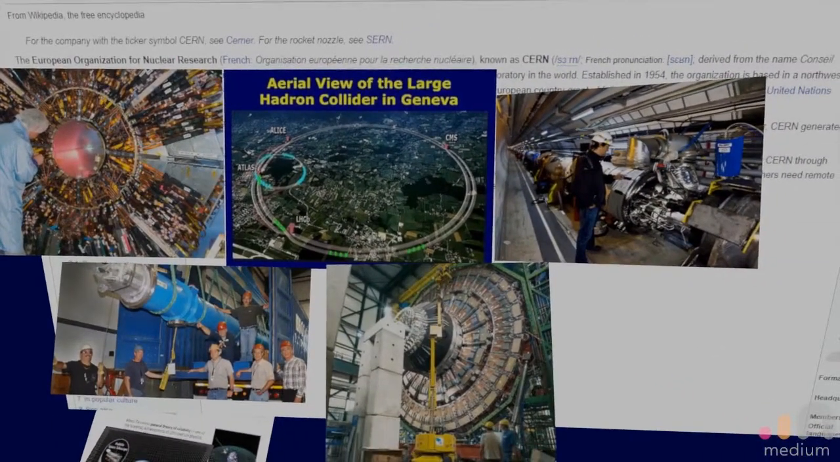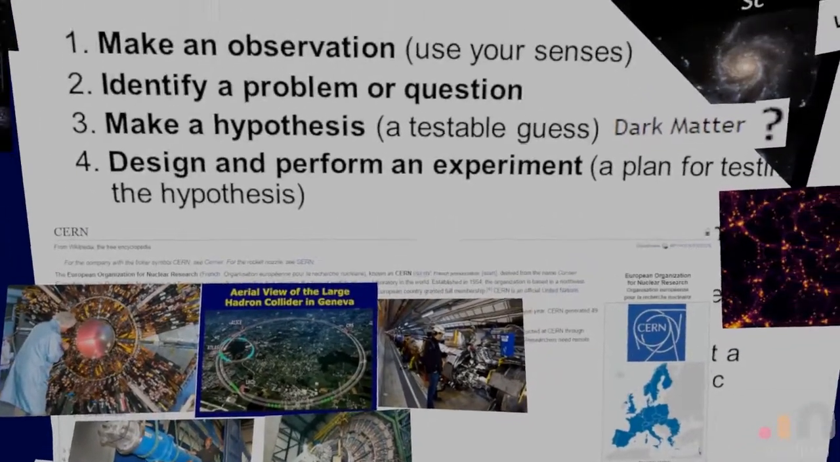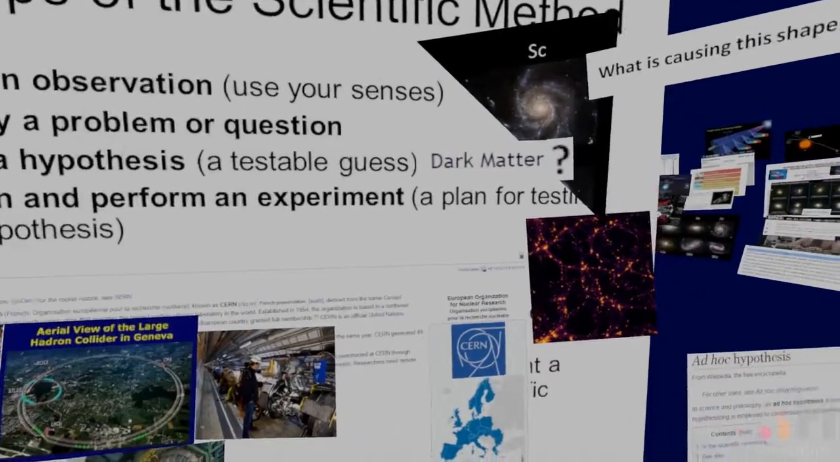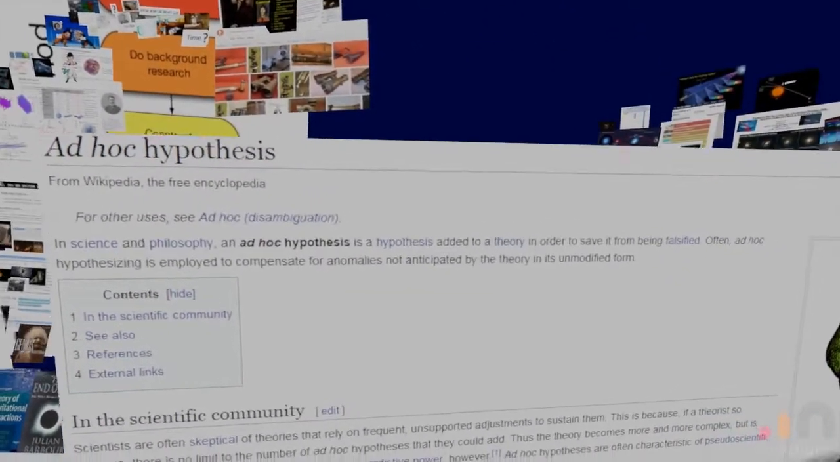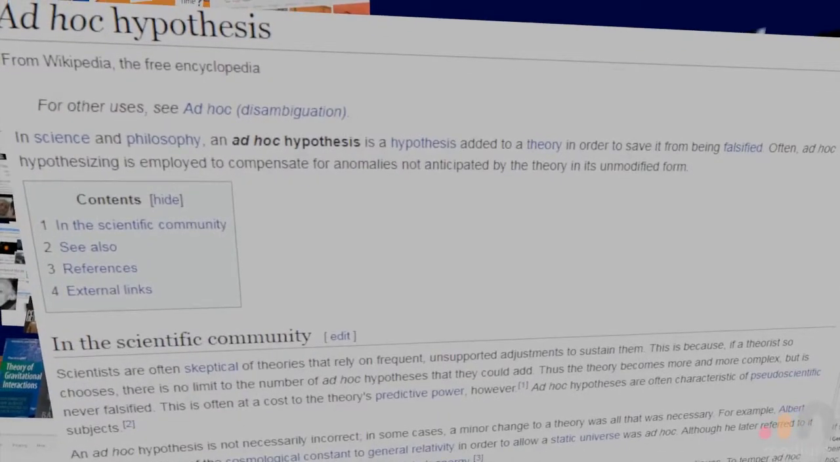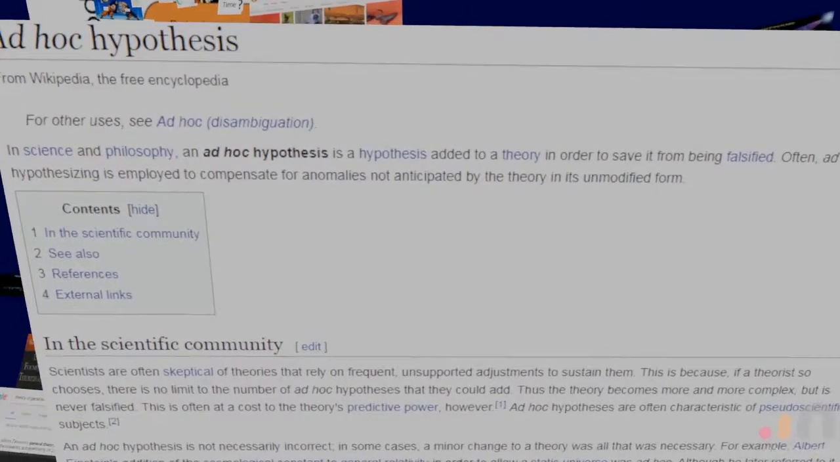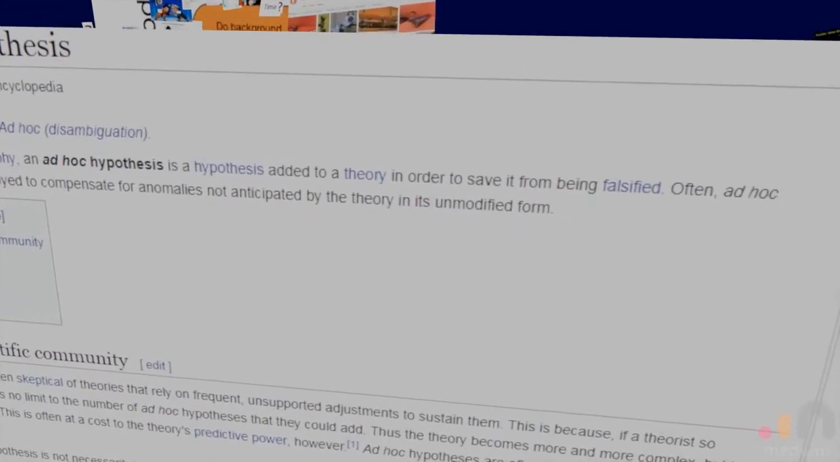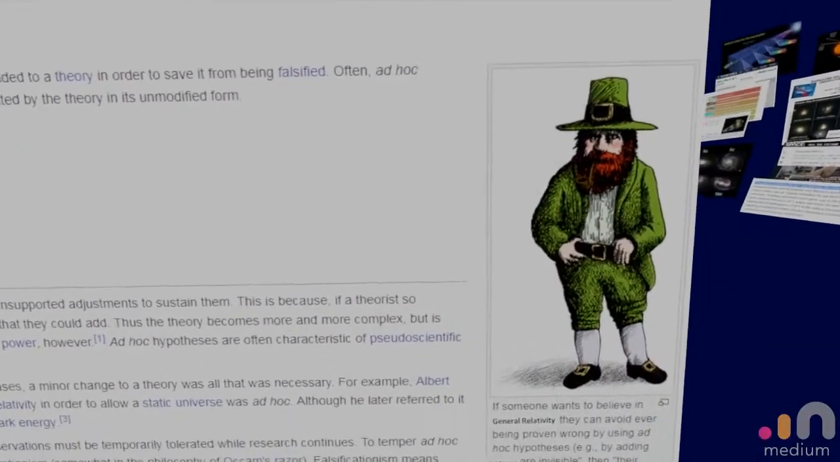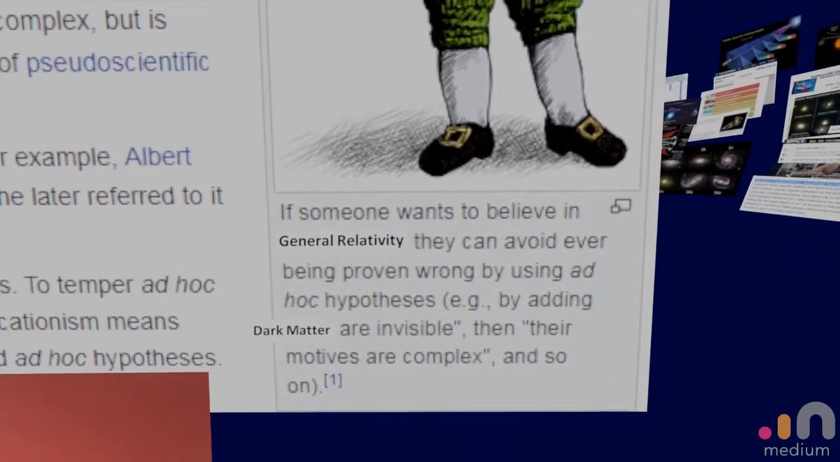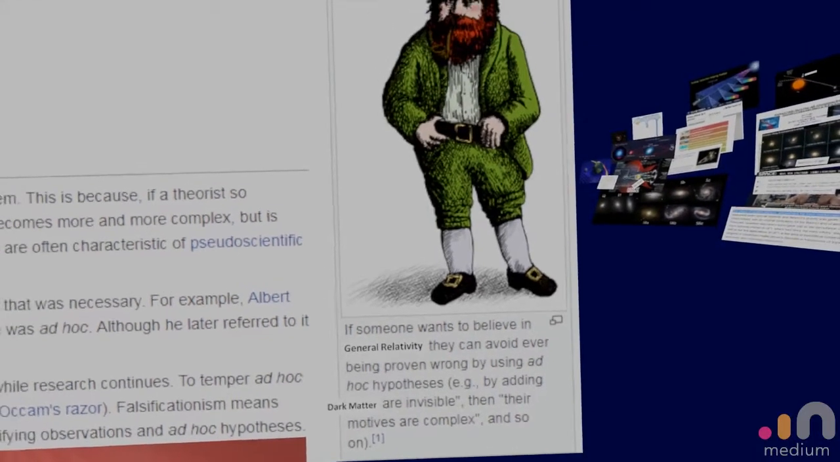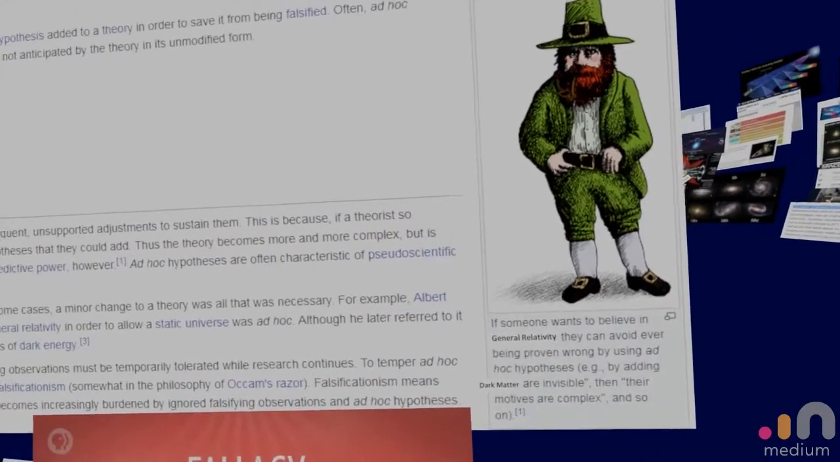Let's hold on a second. There's one small problem with their hypothesis. They kinda did something that you're not really supposed to do. Yeah, it's actually an ad hoc hypothesis. In science and philosophy, an ad hoc hypothesis is a hypothesis added to a theory in order to save it from being falsified. An example of that would be if someone wants to believe in leprechauns, they can avoid ever being proven wrong by using an ad hoc hypothesis. Example, by adding they are invisible, then their motives are complex, and so on. So you can keep making up reasons for why things don't fit your initial hypothesis.